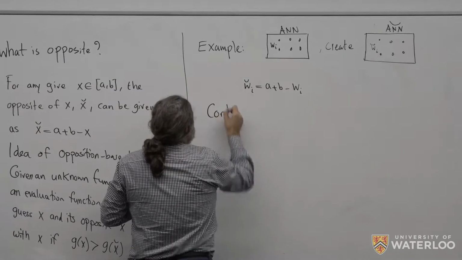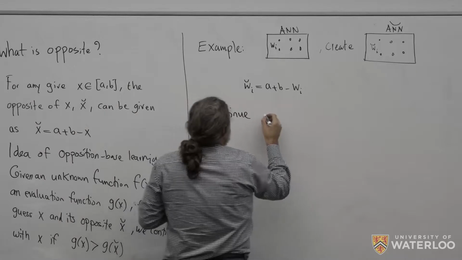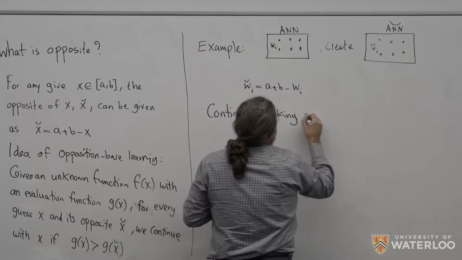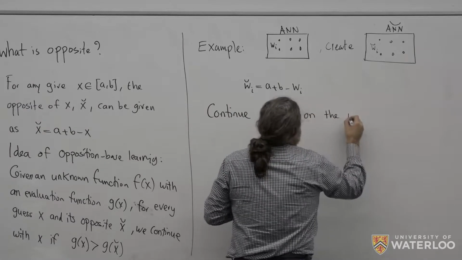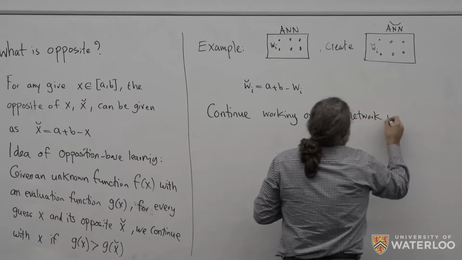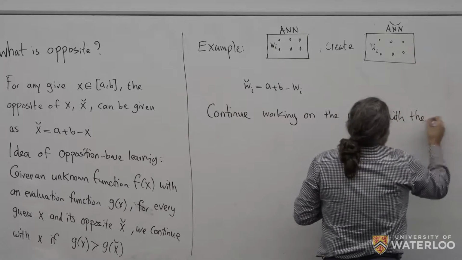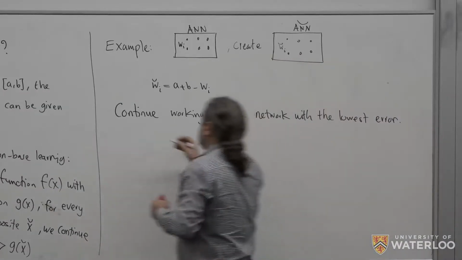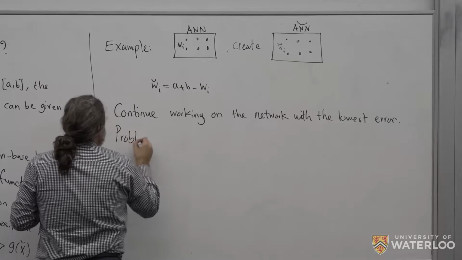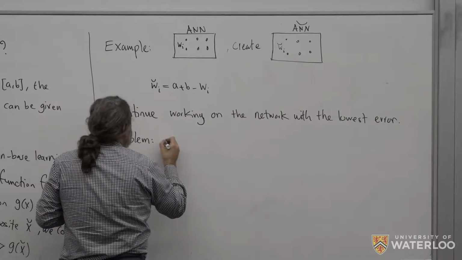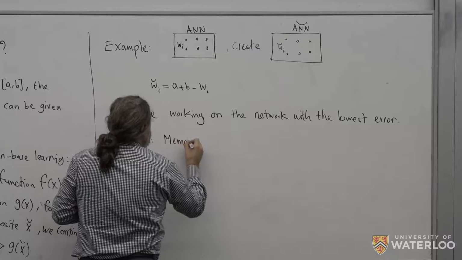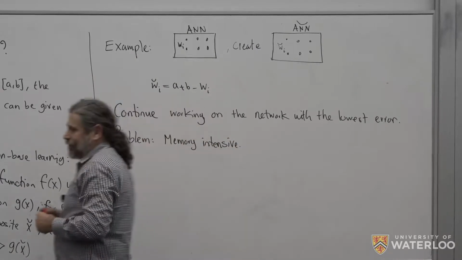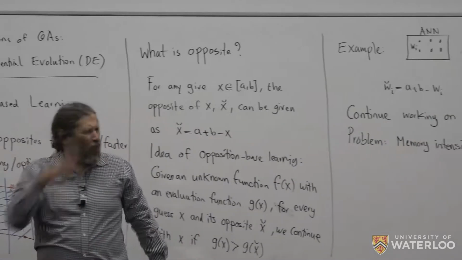So continue working on the network with the lowest error. Problem: it's memory intensive. It cannot drag two networks all the time. Do I need it all the time?